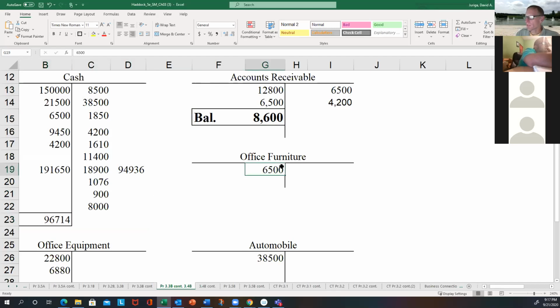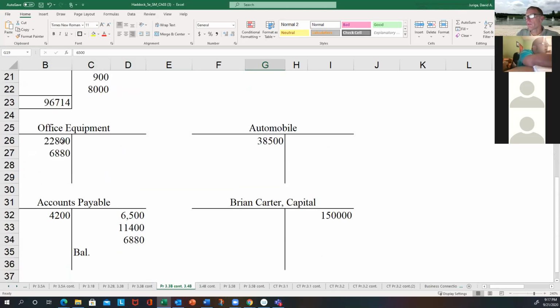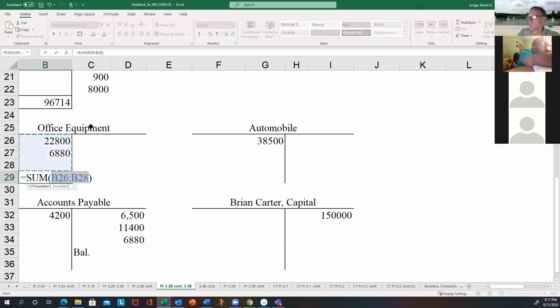Okay, here's a tough one, guys. What's the balance for office furniture? 6,500. It's pretty easy, right? If that's the only transaction, then that's the balance. It's a debit balance. What about office equipment? What's the balance? 22,800 plus 6,880. Yep. All right. So if you add those together, you should get 29,680 on the debit side.